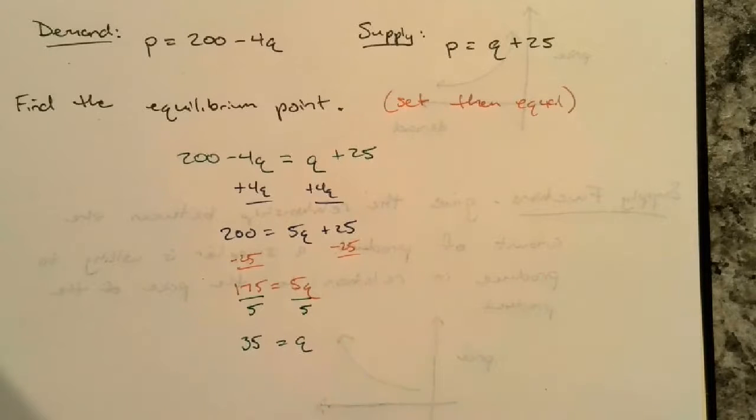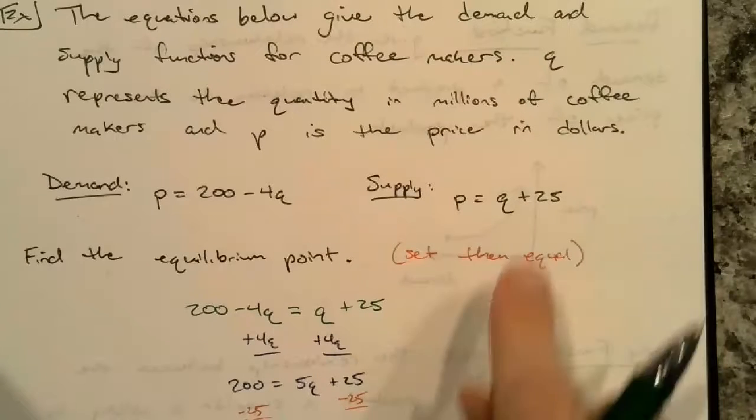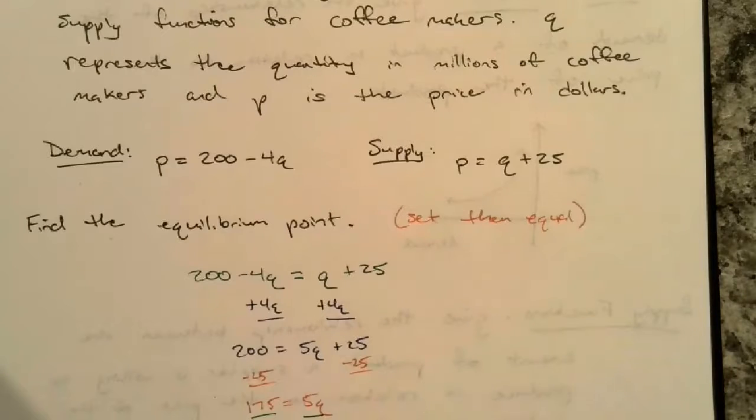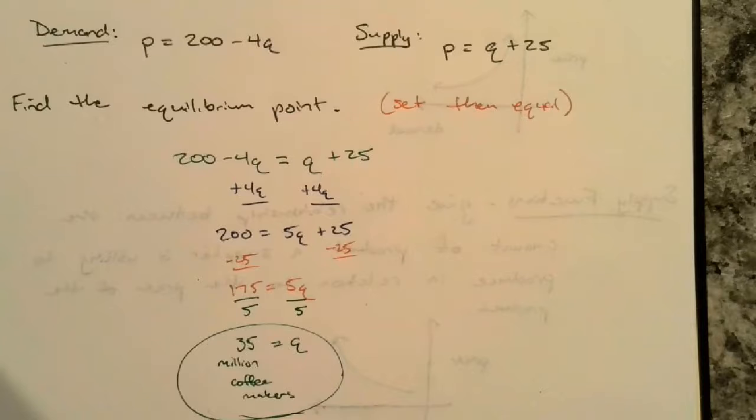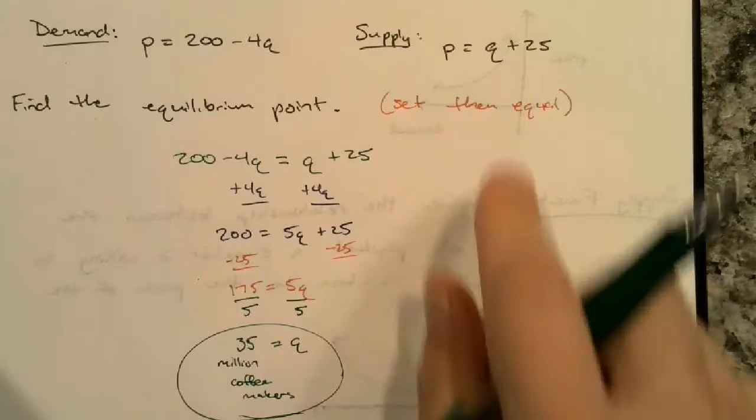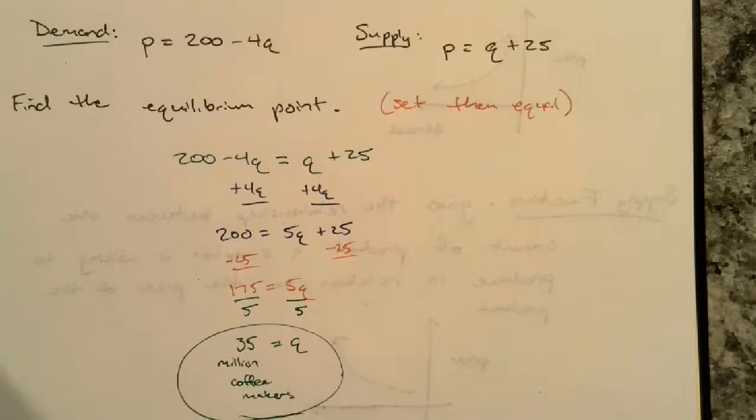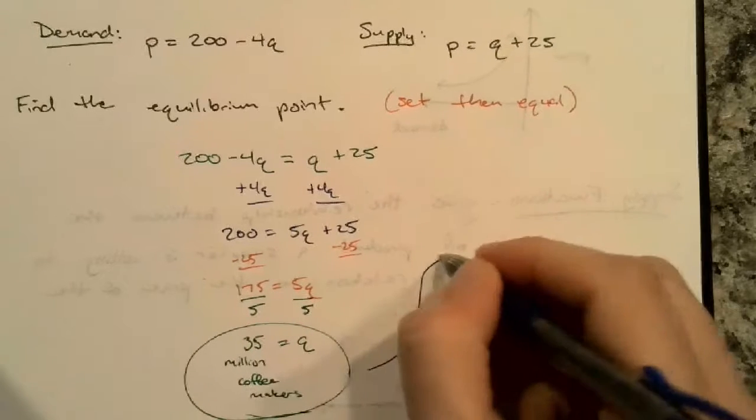Now let's make sure we look at the units on that. Q was the quantity in millions of coffee makers. So this is 35 million coffee makers. That's the quantity. Now the equilibrium point is actually an ordered pair. Q is like your X value and P, the price, is like your Y value. So we want to find the corresponding Y value. You can back substitute this quantity Q into either of the original equations to figure out what that price is. It should be the same because it's the equilibrium point.